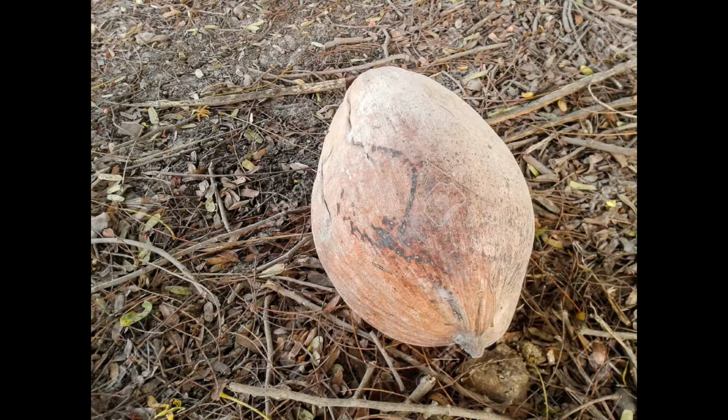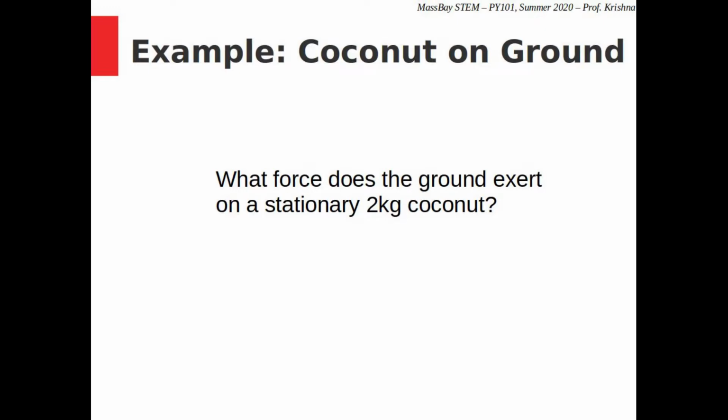In the rocket puzzle, we knew a force and we solved for an acceleration. Now we will see a case where we know the acceleration and need to solve for a force. The weight force will help us in this puzzle. Consider this puzzle. What force does the ground exert on a stationary 2-kilogram coconut?